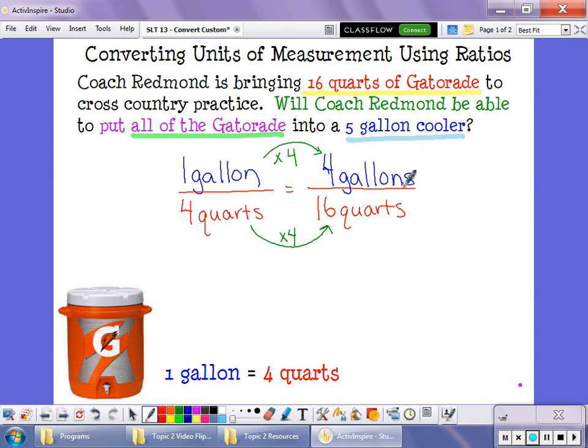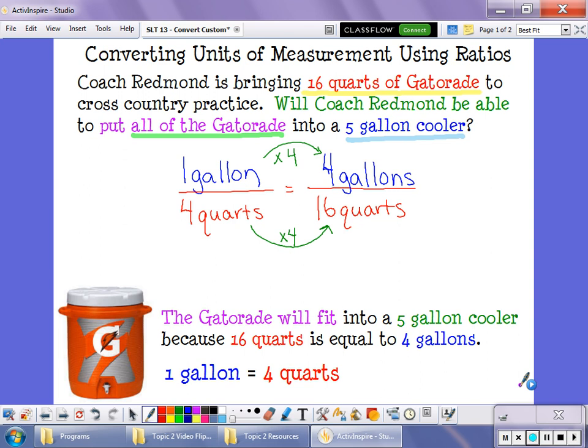So in answer to this question, will Coach Redmond be able to put all of the Gatorade into a 5-gallon cooler? The answer is yes. The Gatorade will fit into a 5-gallon cooler because 16 quarts of Gatorade is equal to 4 gallons.